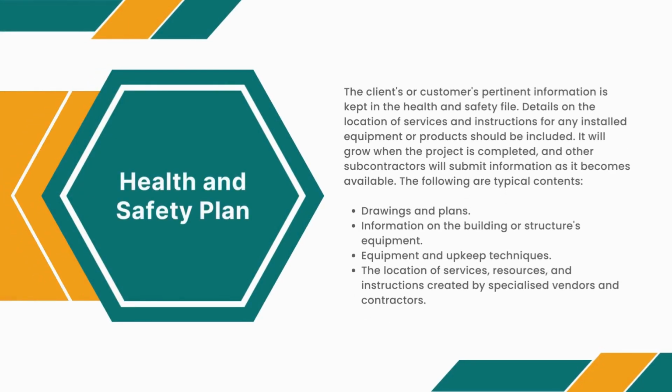The client's or customer's pertinent information is kept in the health and safety file. Details on the location of services and instructions for any installed equipment or products should be included. It will grow when the project is completed, and other subcontractors will submit information as it becomes available. The following are typical contents. Drawings and plans. Information on the building or structure's equipment. Equipment and upkeep techniques. The location of services, resources, and instructions created by specialized vendors and contractors.